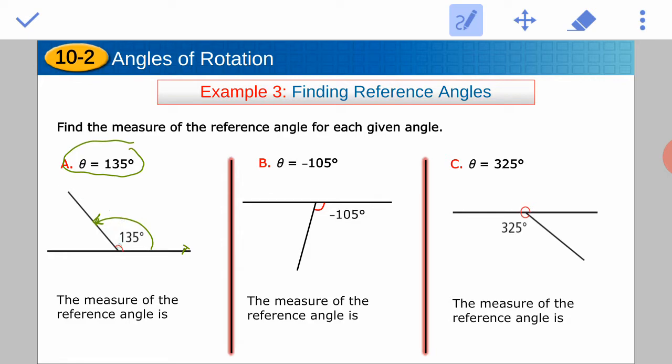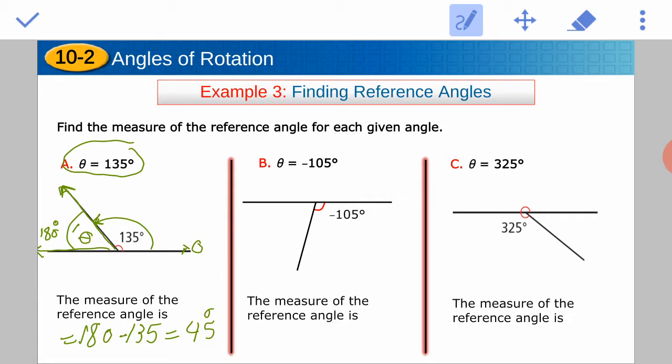Where is the reference angle? The reference angle is formed by the terminal side and the closest x-axis, this one. Remember, guys, if you start from 0, the opposite way is 180 degrees. So this one, theta dash, is the reference angle. How do we get the measure of the reference angle? By subtracting: 180 minus 135 is equal to 45 degrees.